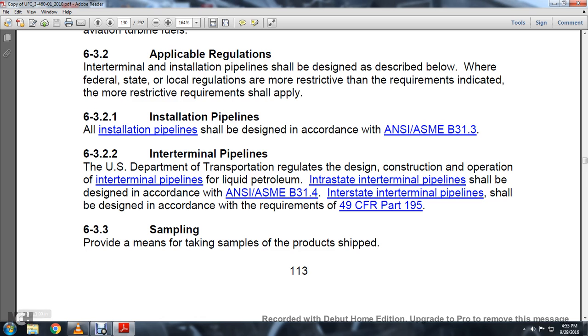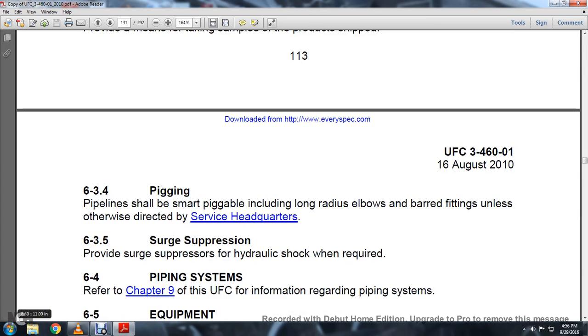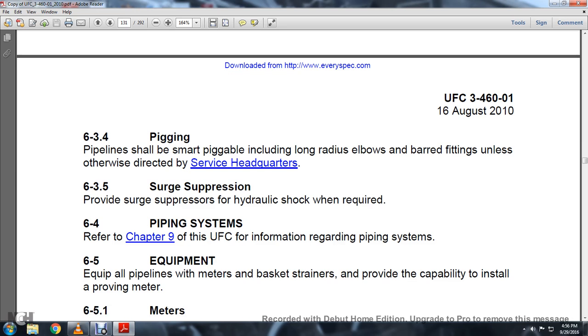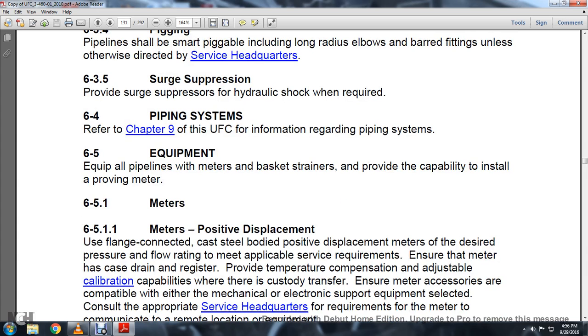6.3.3 Sampling. Provide a means of taking samples of the products shipped. 6.3.4 Pigging. Pipelines should be smart pig capable, including long radius elbows and bar fittings, unless otherwise directed by the service headquarters. 6.3.5 Surge suppression. Provide surge suppression for hydraulic shock when required. 6.4 Piping system. Refer to Chapter 9 of the UFC for information regarding the pipeline system. 6.5 Equip all pipelines with meters and basket strainers, provided with the capability to install a proving meter.